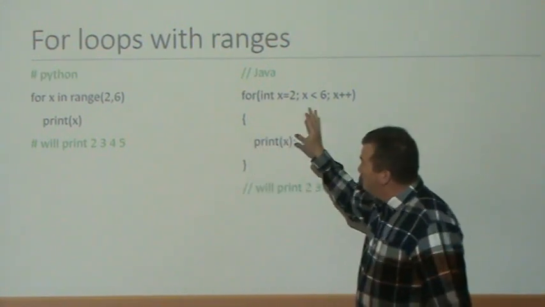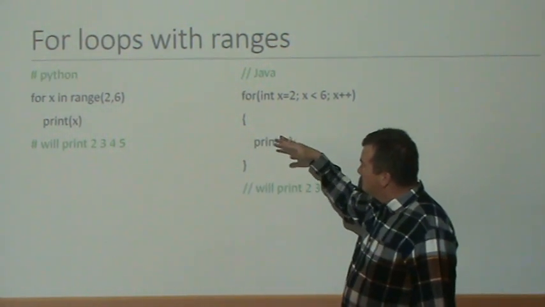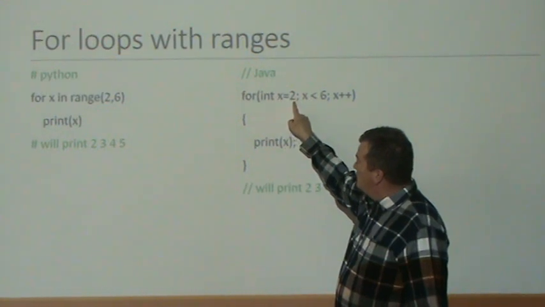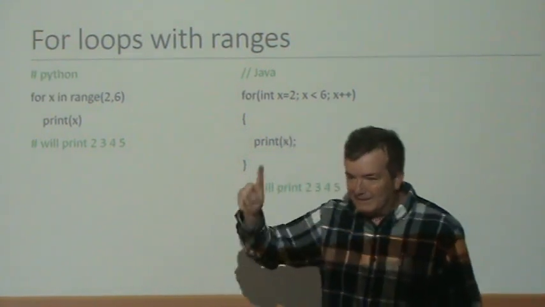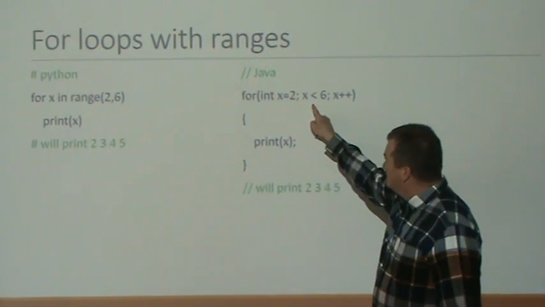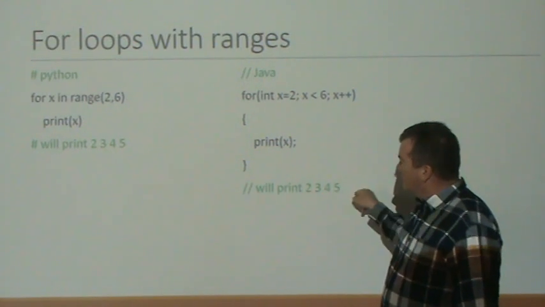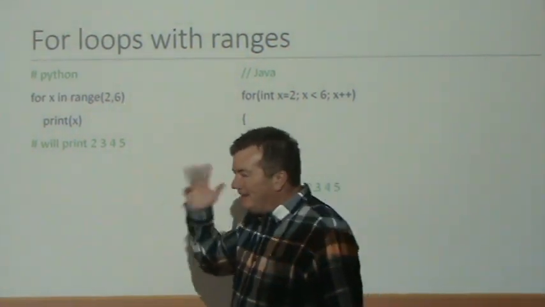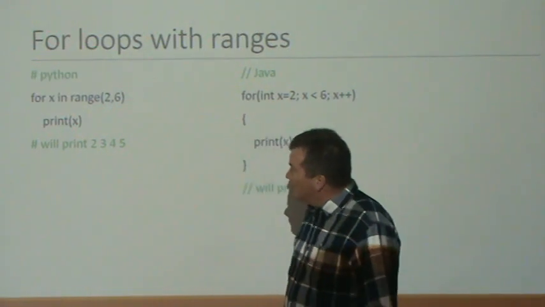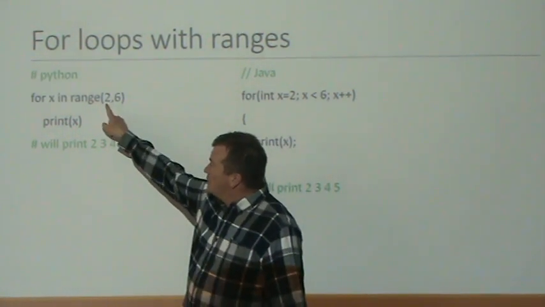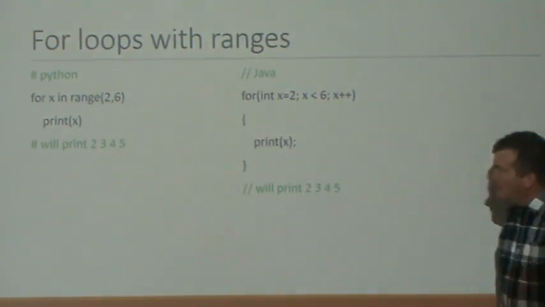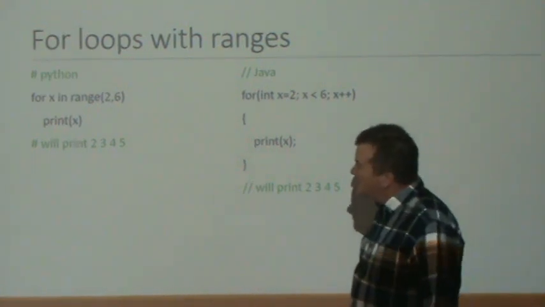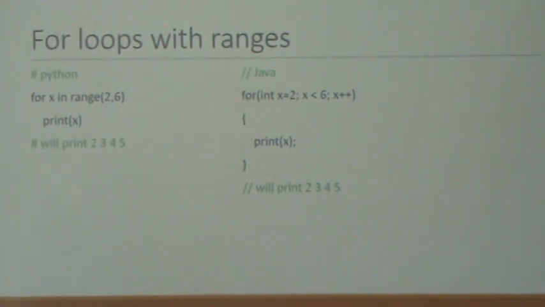The Java or C++ equivalent would be like this: for x equals 2, as long as x is less than, not less than or equal to, less than 6, x equals x plus 1, print x. So we'll print 2, 3, 4, 5, and not 6. You have to remember, starting at 2, going all the way up to 6, but not including 6, is what this loop would print. For some reason, that one annoys me, that it doesn't include 6.